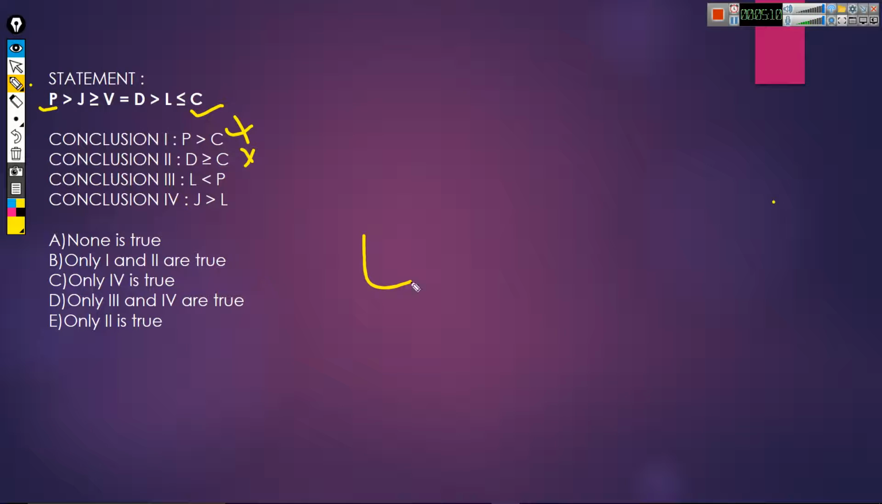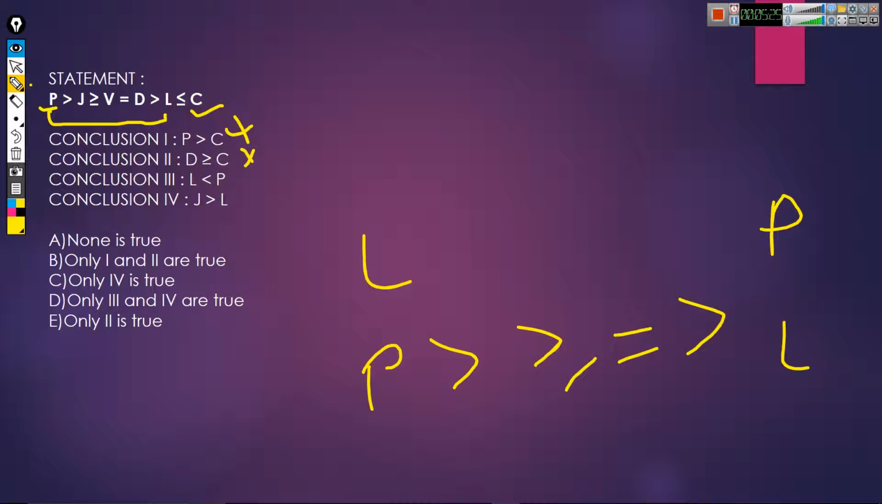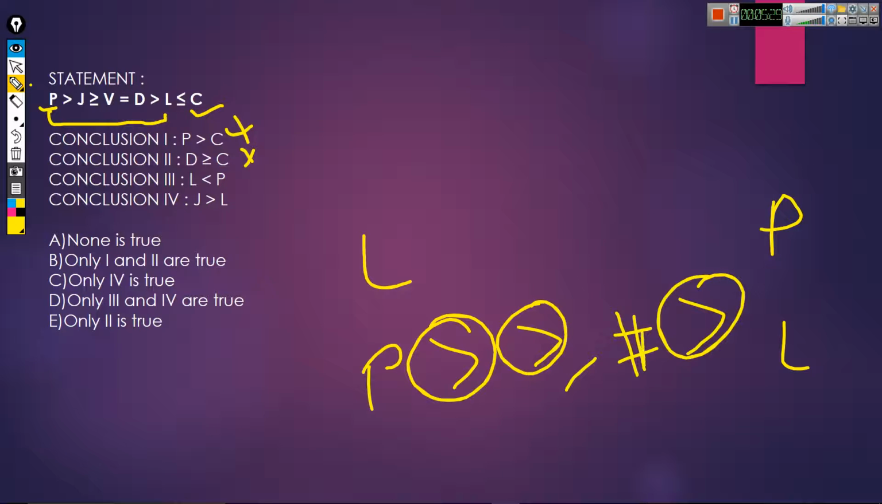L to P, L and P. Write it as P and L, so it will be easy. P to L. Write all signs between P and L: greater than, equals to, greater than. What is the common sign? Greater than. We have to ignore equals to. So P is greater than L. It means L is less than P. This follows.